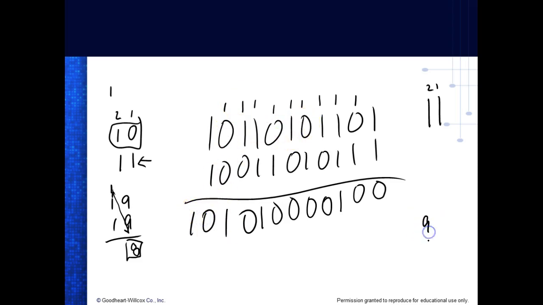Just like if I had 9 plus 9, I wouldn't say this is 8 with a carry of 1 because we assume that to be a 0. I just wrote down the 18, right? So up here I just wrote down the what? The 2.